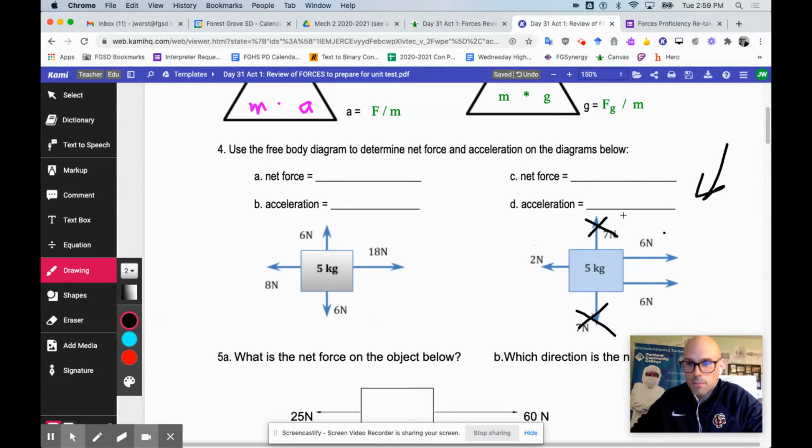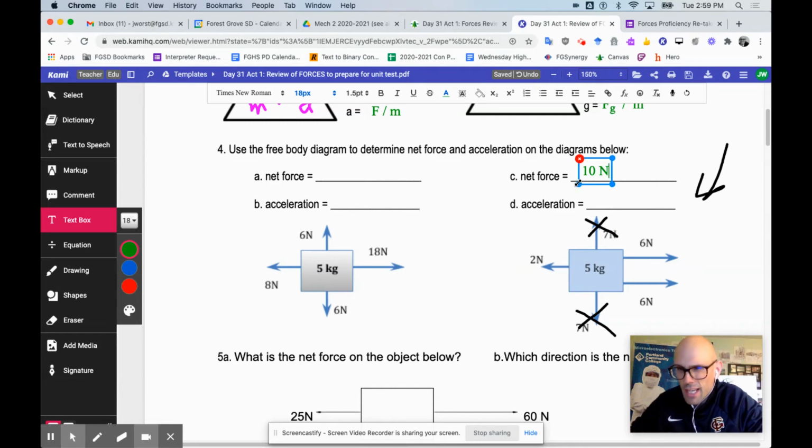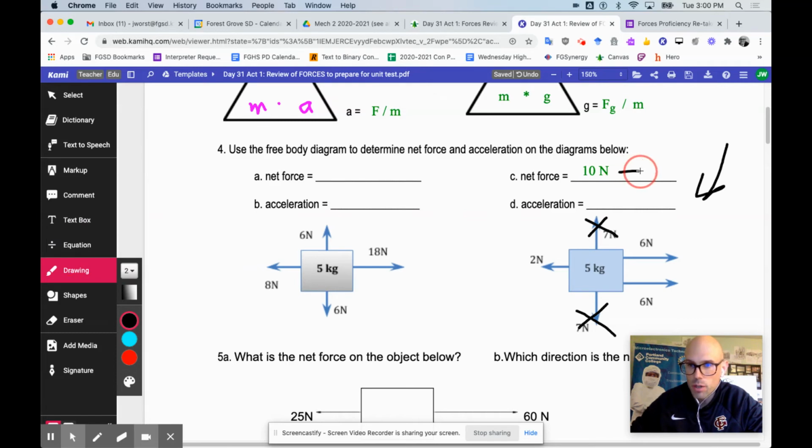That looks confusing. But I'm going to leave that vertical cancel. So 6 newtons plus 6 newtons is 12 newtons to the right minus 2 newtons to the left is 10 newtons. And which direction is it going? Well, the net direction is to the right. So I might even put in 10 newtons to the right, because we have more force going to the right than to the left.